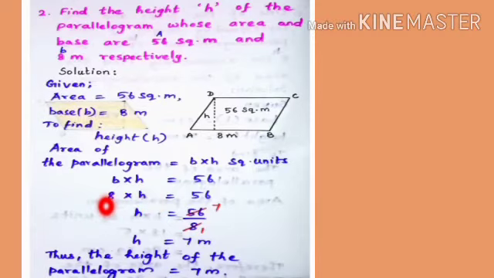So, when 8 crosses the equal to sign, it becomes 1 by 8 on the right hand side. So, 56 divided by 8. Now, H is equal to 56 divided by 8. When cancelling 56 and 8 by using the 8th table, in the numerator it is 7 times and in the denominator it is 1 times. So, H is equal to 7 meter. Hence, the height of the parallelogram is 7 meter.